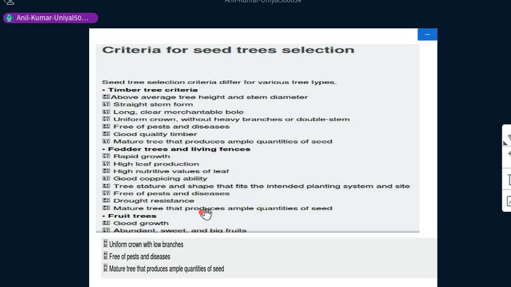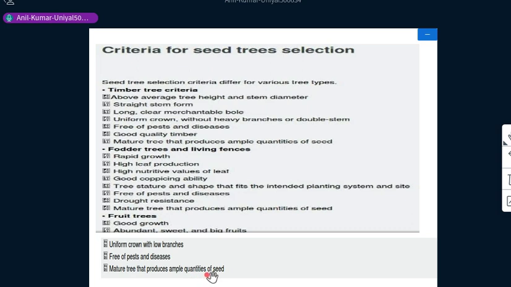Then fruit tree desirabilities are: it should be of good form, with abundant, sweet, and big fruit. Bigger size fruit are needful and desirable. Then it should have a uniform crown with low branches, be free of pests and diseases, and mature trees should produce an ample amount of seed.